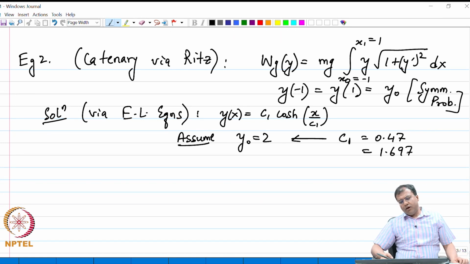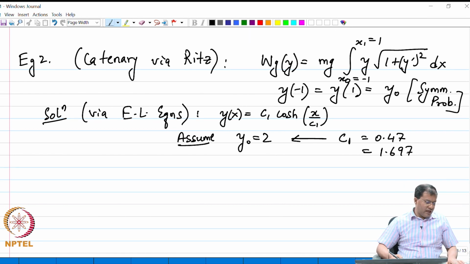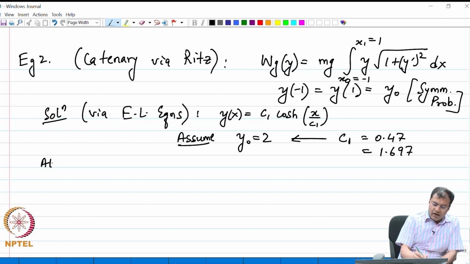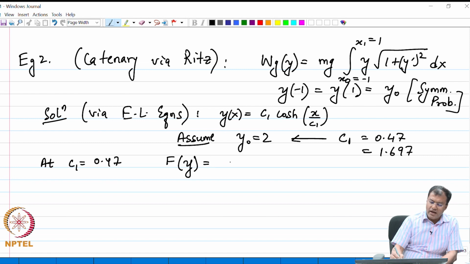if your y is above a certain critical value, I am going to get two solutions, not necessarily both of them minima. In that case, we can immediately see which one is minima or which one is maxima. So, at the value C1 equal to 0.47, the value of the functional of y comes out to be this quantity 4.36.